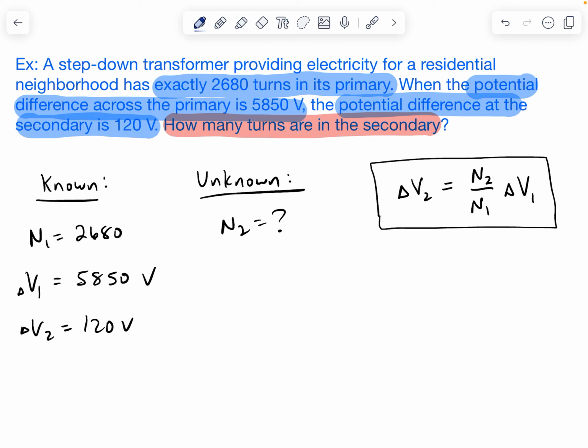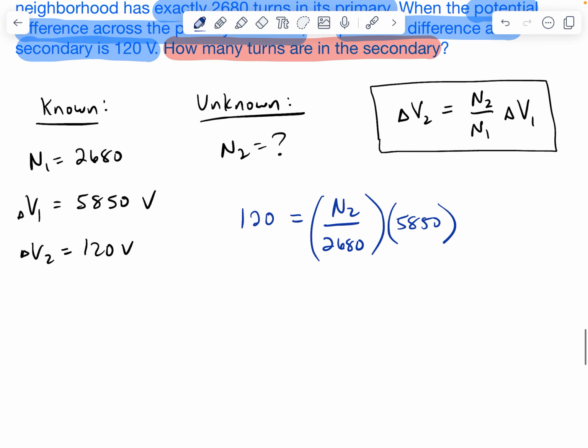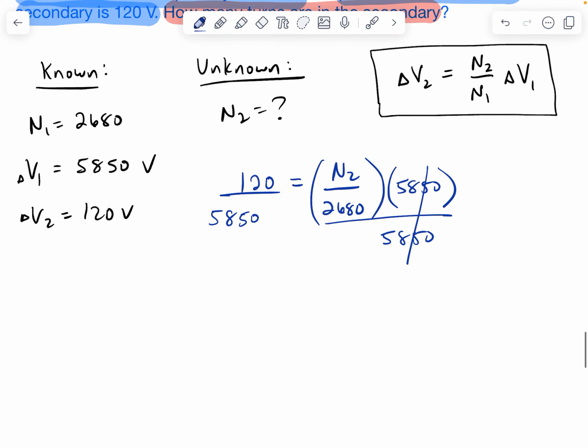All right, with that being said, we can just start plugging in our values. 120 is going to equal N2 divided by 2,680. All of that is going to be multiplied by V1, 5,850. And I wrote it like that on purpose because what I'm going to do here is divide by the 5,850 on both sides. Essentially what that's going to do for us is set up our fractions so that we can cross multiply to solve for N2. And that's just going to make things a little bit easier.